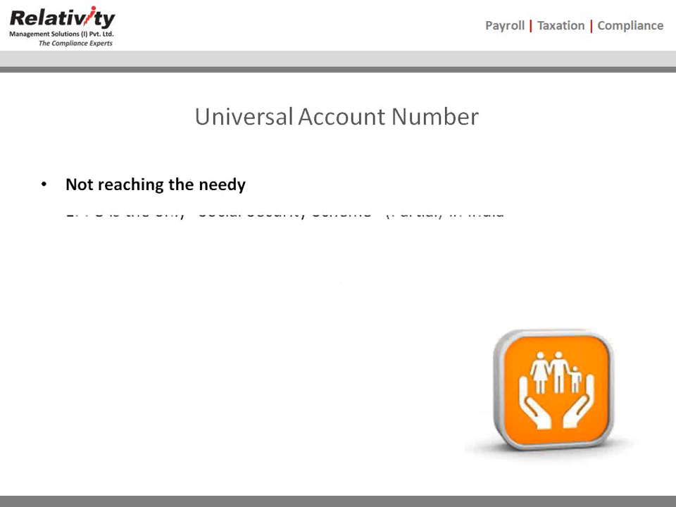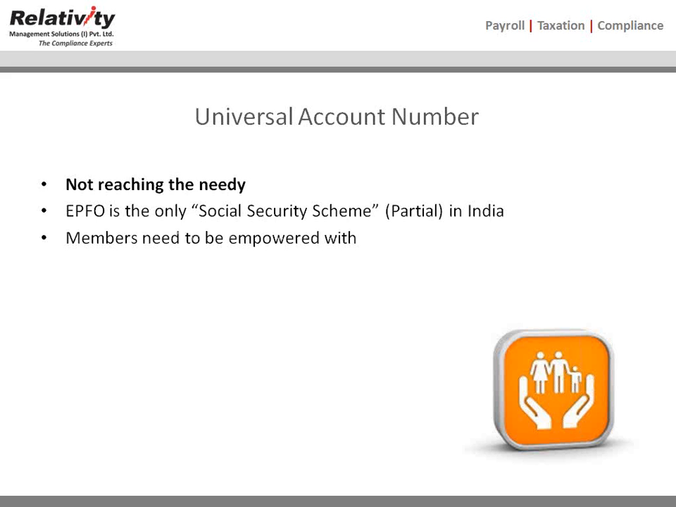Also, the PF and pension scheme is a social security scheme in India. It is the only social security scheme, though it is partial. It is not a complete social security scheme like we have in the Western countries, but in India, EPFO is the only social security initiative. It many times does not reach the needy because of transparency issues. Employers many times do not pay their PF dues and so on. So members need to be empowered with this information, and UAN is going to help all the members as well as the employers to be empowered.